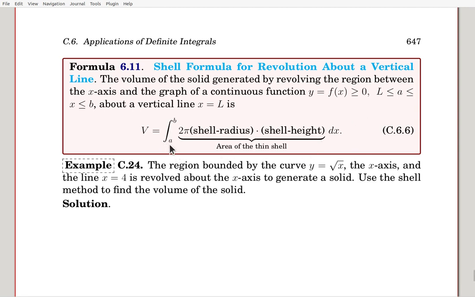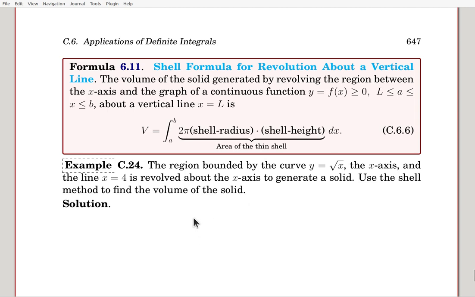Here is the formula for revolution about a vertical line. The volume is the integral from a to b of 2 pi, shell radius, that is 2 pi r, times shell height. Once you consider this portion, that is the area of the thin shell. When you consider the point x, for each x you have to find 2 pi r times the shell height. That is really the area of the thin shell.